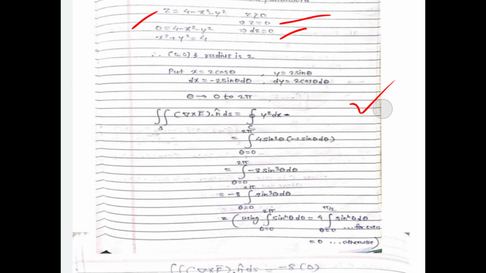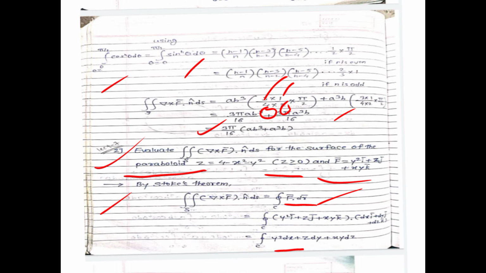So after that we will use the parametric equations of the circle: x equals r cos theta and y equals r sin theta. So after differentiating, that is, x equals 2 cos theta, we will get dx equals minus 2 sin theta d theta. This is simple differentiation. Similarly in the case of y. Then after that we will simplify our RHS.